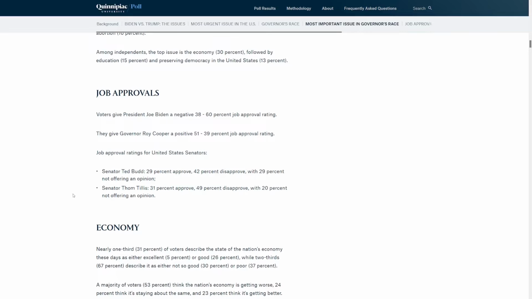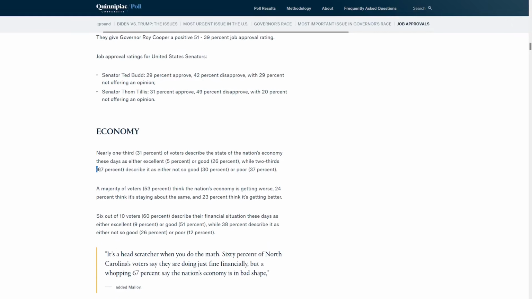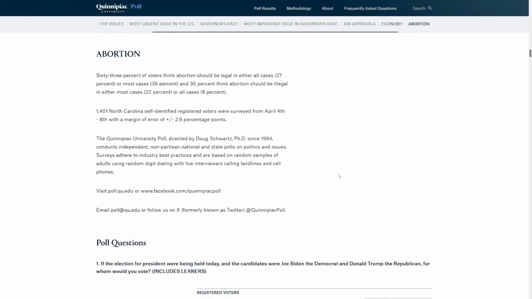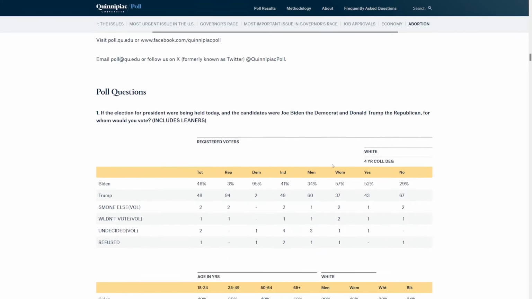Then we've got the economy. 67% say it's not good or poor. Down here with abortion, 27% think it should be legal in all cases, 36% legal in most cases, 22% illegal in most cases, and 8% illegal in all cases. If you want to look at the crosstabs, you can scroll down even further. And as always, all the links will be down below in the description.